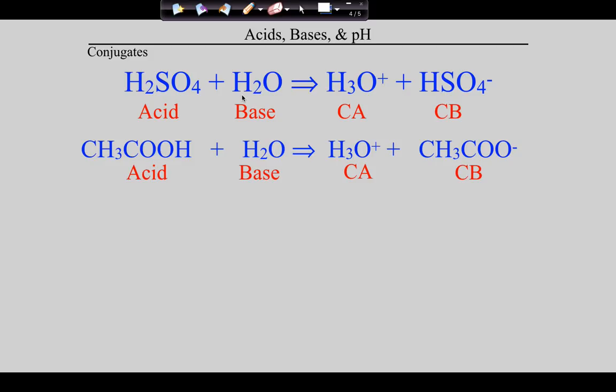Now, guys, this is a term you need to write down. Guys, check this out. So this is an acid. It gave a hydrogen to water, and it formed H3O. This is an acid. It gave a hydrogen to water. It formed H3O. Now, guys, here's the trick. All acids do this.